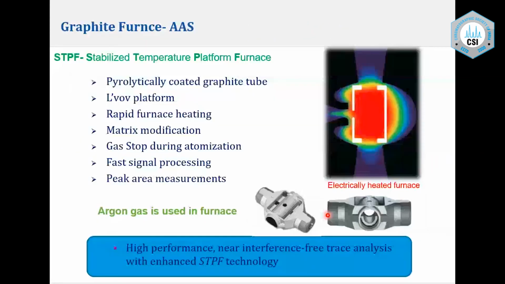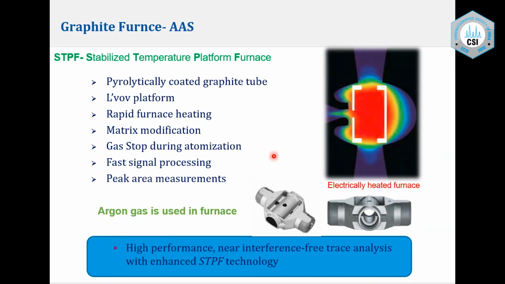But then moving to the graphite furnace, you know there are some challenges because of some interferences. We cannot do lower concentrations in flame. So the graphite furnace is preferred for this analysis, where we use the STPF concept, the stabilized temperature platform furnace concept, which involves a pyrolytically coated graphite tube. This kind of pyrolytically coated high purity graphite is kept in a graphite furnace, and it is electrically heated to atomize the analyte.